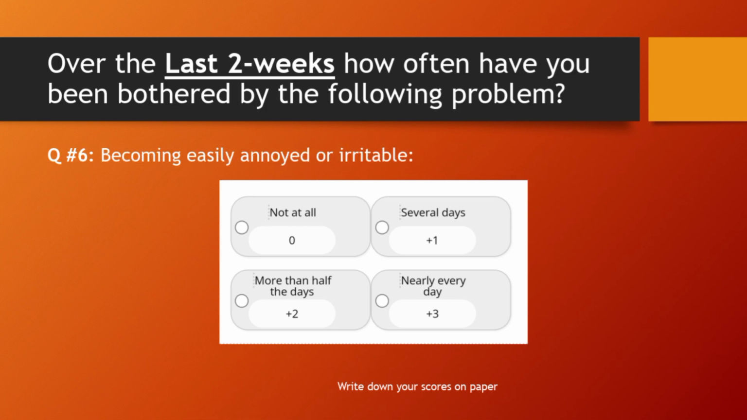Number 6, over the last 2 weeks, how often have you become easily annoyed or irritable? What's your answer? Write your score on paper. Number 7, over the last 2 weeks, how often have you felt afraid as if something awful might happen? What's your answer? Write down your score on paper.